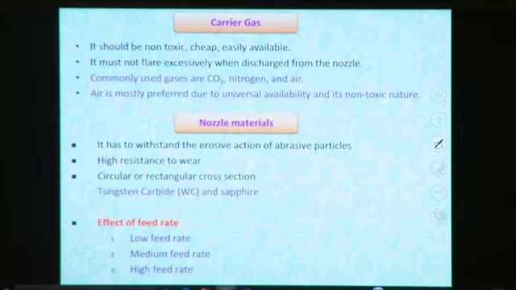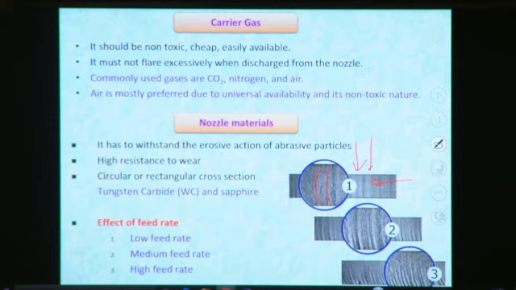This is the effect of feed rate. Feed rate means the rate at which the workpiece moves in the X or Y direction. The workpiece is fixed on an XY table, and this table moves in the X and Y directions depending on what kind of workpiece you are making. The rate at which this table moves in the X and Y directions is called the feed rate.